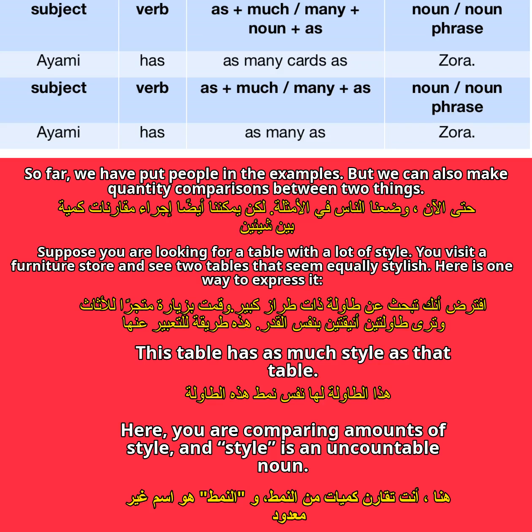So far, we have put people in the examples, but we can also make quantity comparisons between two things. Suppose you are looking for a table with a lot of style. You visit a furniture store and see 2 tables that seem equally stylish. Here is one way to express it. This table has as much style as that table. Here you are comparing amounts of style, and style is an uncountable noun.